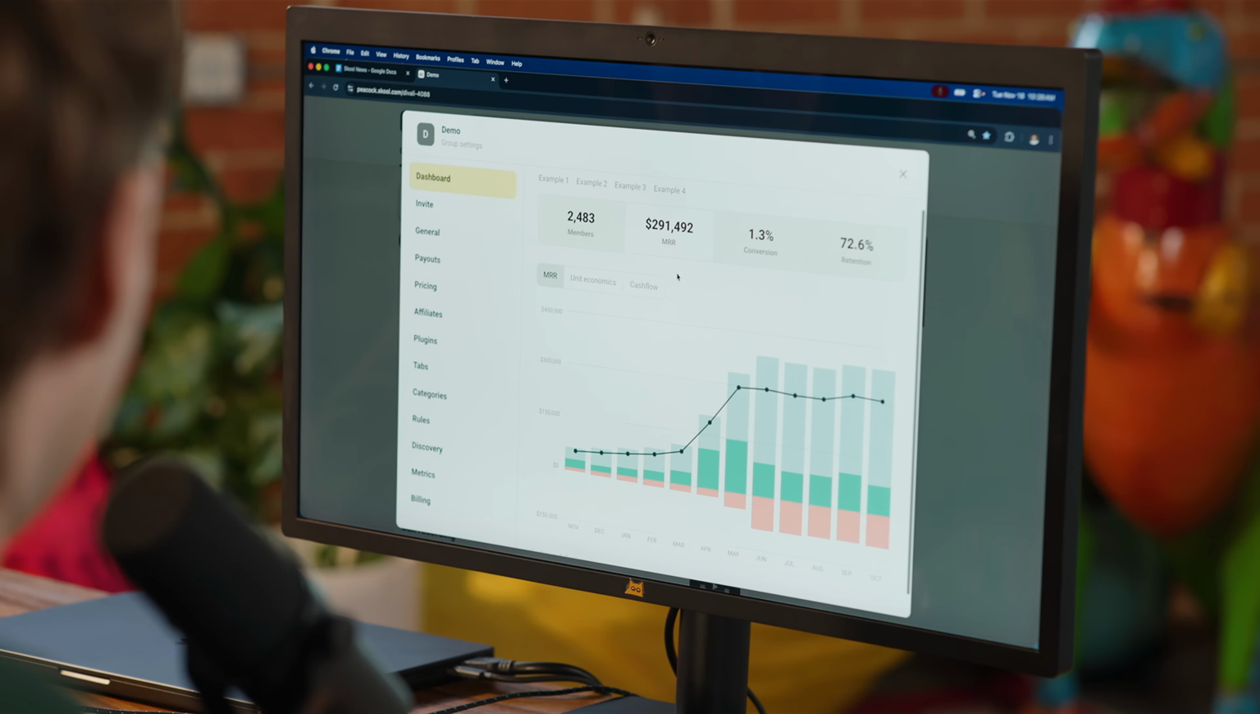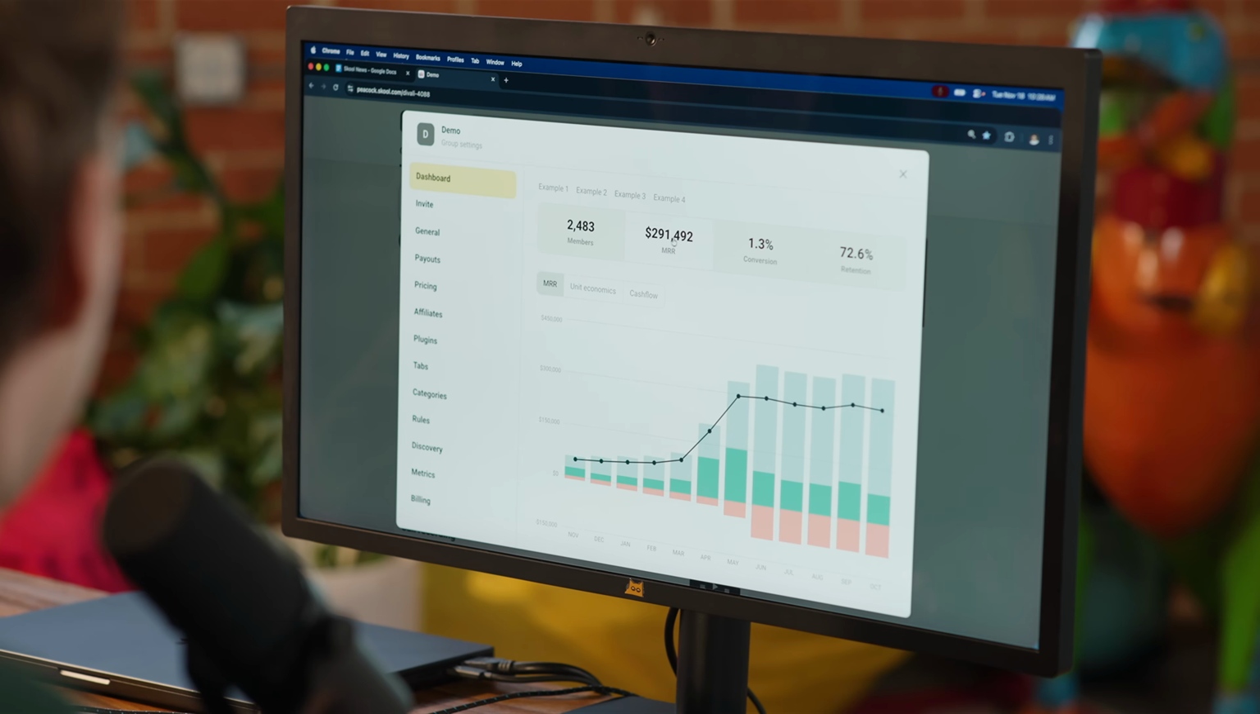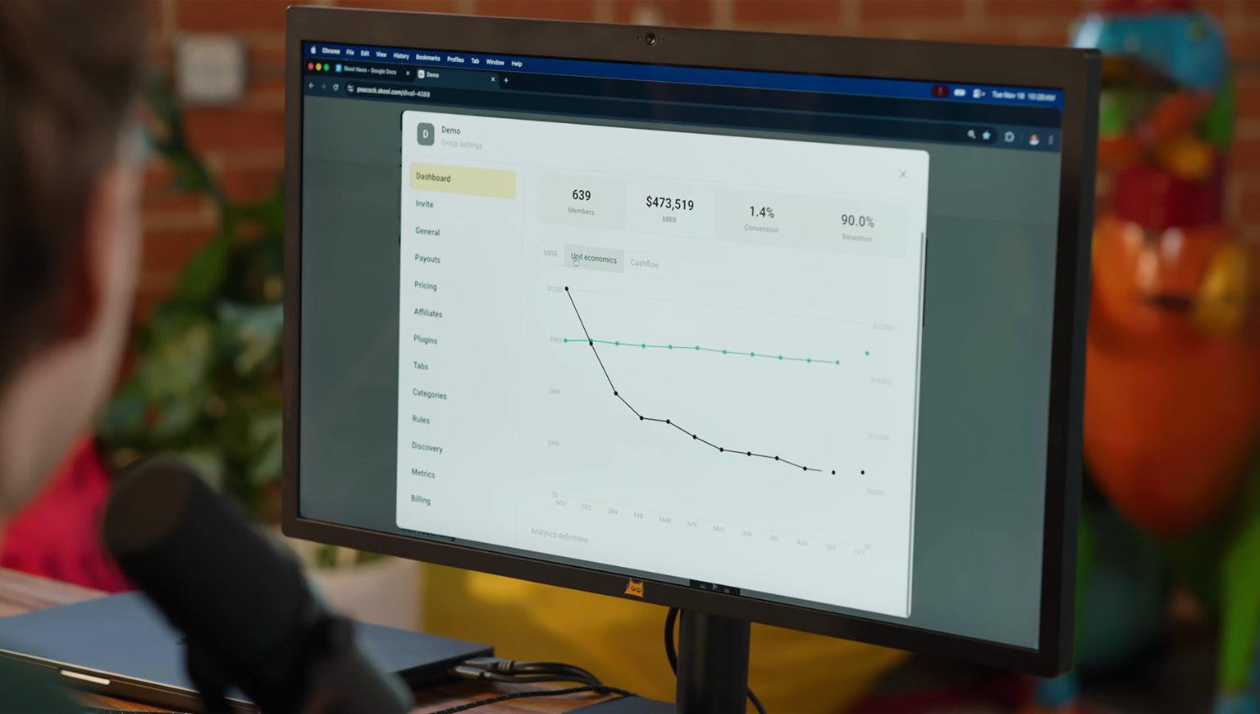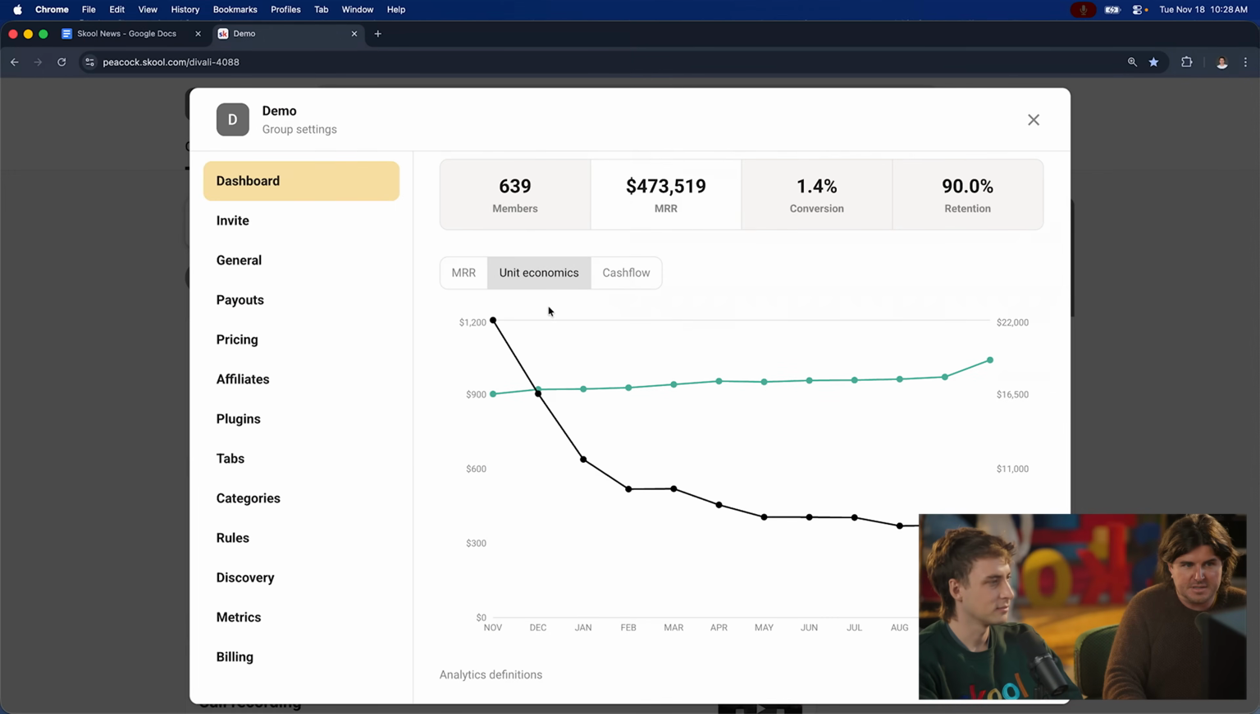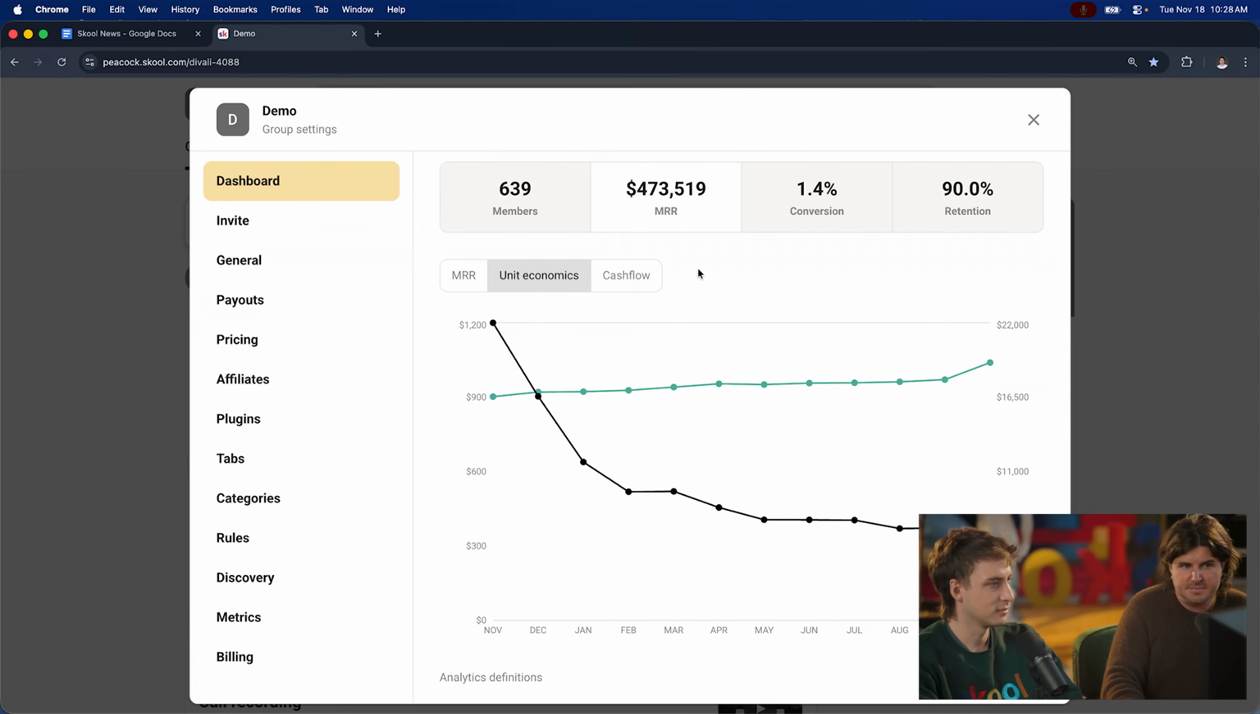Oh, I haven't shown unit economics. Okay, that's a big one. So unit economics here is a little bit more complicated, but whatever. There's two things, ARPU and LTV. ARPU is average revenue per user. LTV is lifetime value. People tend to obsess a lot about LTV in this business. I do think really ARPU is more important.